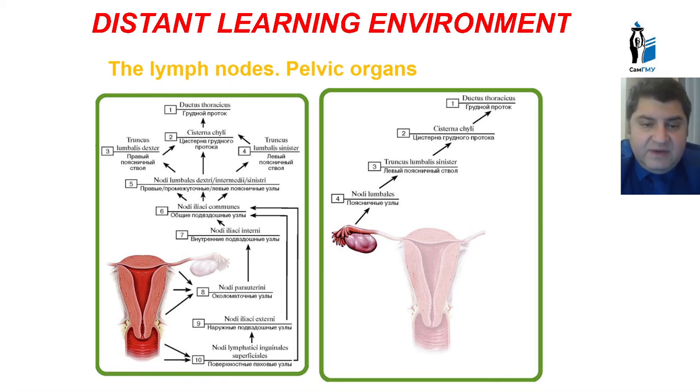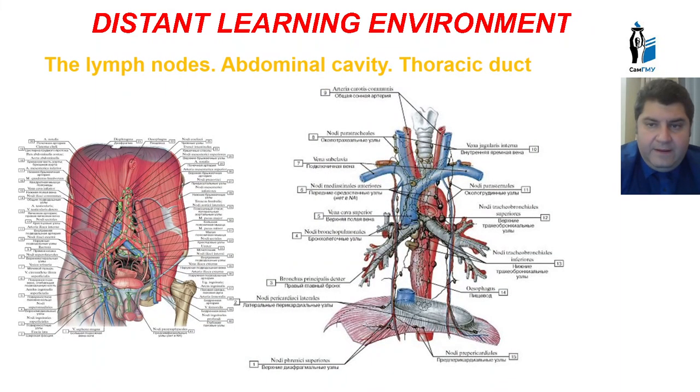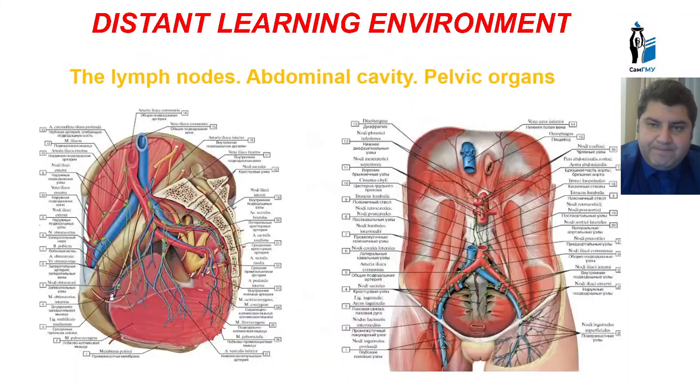From the vagina you may see that lymph passes to lymphatic inguinalis in iliac externe nodes, and next it passes to communis iliac nodes, lumbar nodes, and lumbar trunks and the thoracic duct. You may see all these nodes here too, and also here.